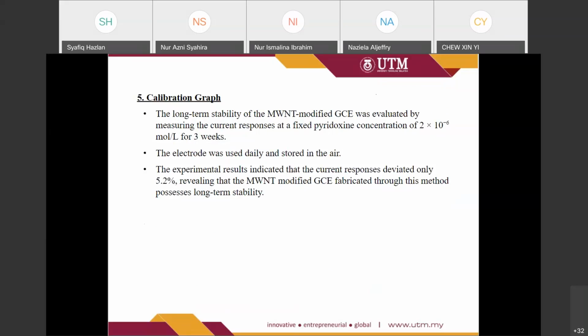Besides, the long-term stability of the multi-wall carbon nanotube modified glassy carbon electrode was evaluated by measuring the current responses at a fixed pyridoxine concentration for 3 weeks. The electrode was used daily and stored in the air. The experimental result indicated that the current responses deviated only 5.2%, revealing that the multi-wall carbon nanotube modified glassy carbon electrode fabricated through this method possesses long-term stability.